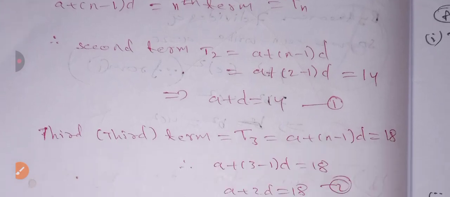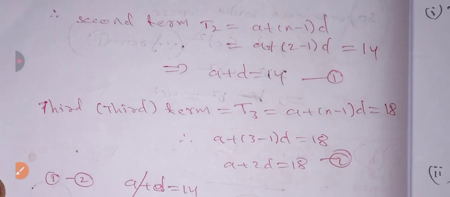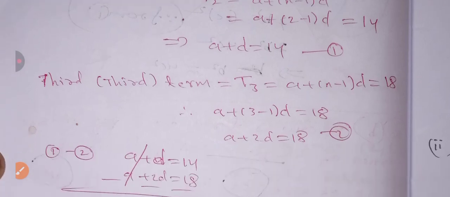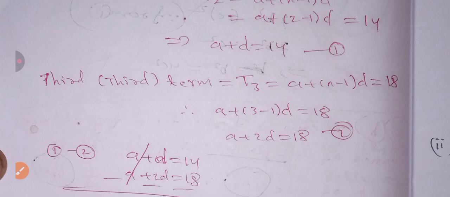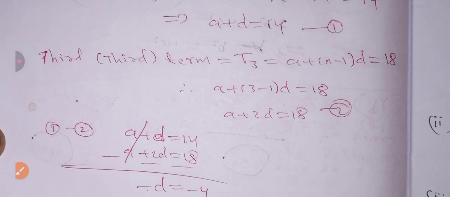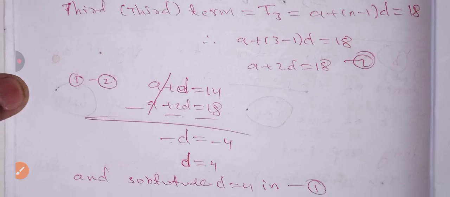Therefore, the second term t2 is equal to a plus (n minus 1)d, equal to a plus (2 minus 1)d, equal to 14. This implies that a plus d is equal to 14. Equation 1. Third term t3 is equal to a plus (n minus 1)d, equal to 18. a plus (3 minus 1)d is equal to 18. a plus 2d is equal to 18. Equation 2.